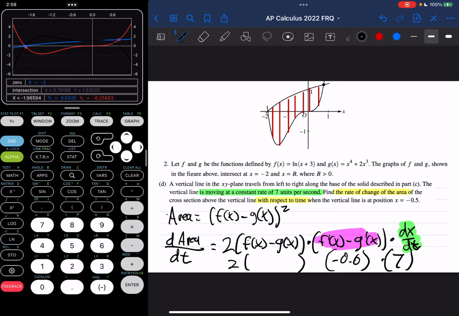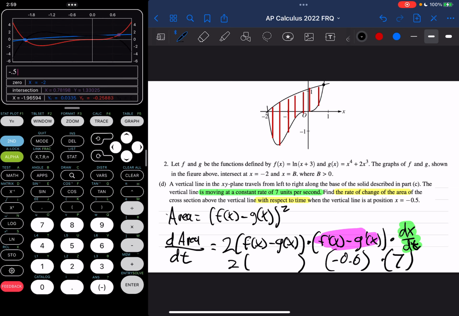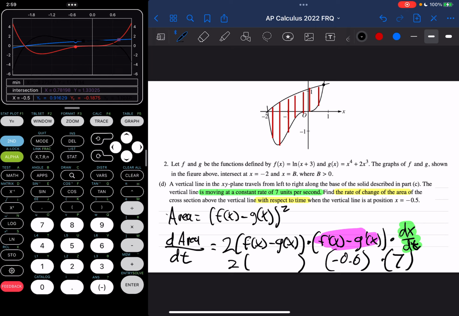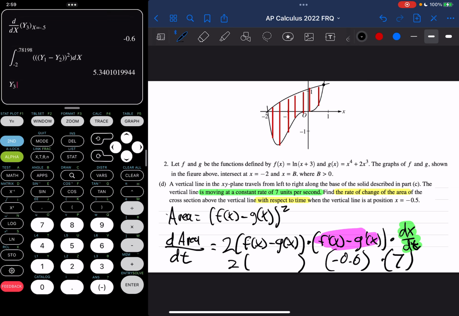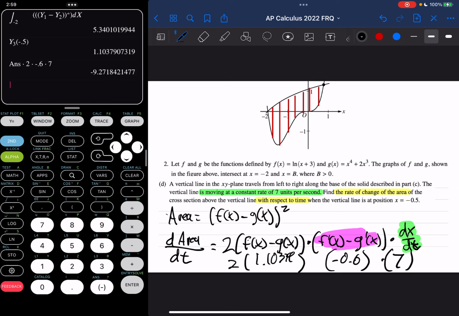So if I hit trace, negative 0.5, enter. It doesn't give me the formula for h of x, but that's okay. We can do this another way. y3, parentheses, negative 0.5. We get 1.10379073 and so on. So we're just going to pile all this into the calculator. So times 2 times negative 0.6 times 7. And so our answer is negative 9.272.